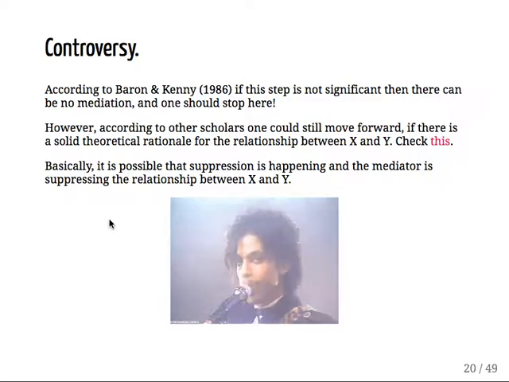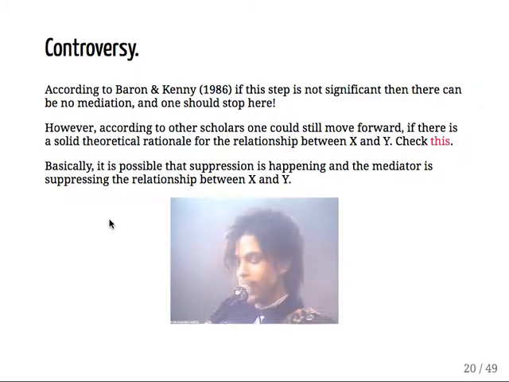Now, there's some controversy about this. According to Barron and Kenny, if this step is not significant, then there can be no mediation, and you should stop here. You should no longer do any mediation analysis. However, other scholars say you could still move on and do step 2 and step 3 if there is a solid theoretical rationale for why there should be a relationship between x and y, and it has to do with complex things such as suppression of relationships and all sorts of other things. But you can check this link as to what their argument is to still continue with step 2 and step 3, even though step 1 is not significant.